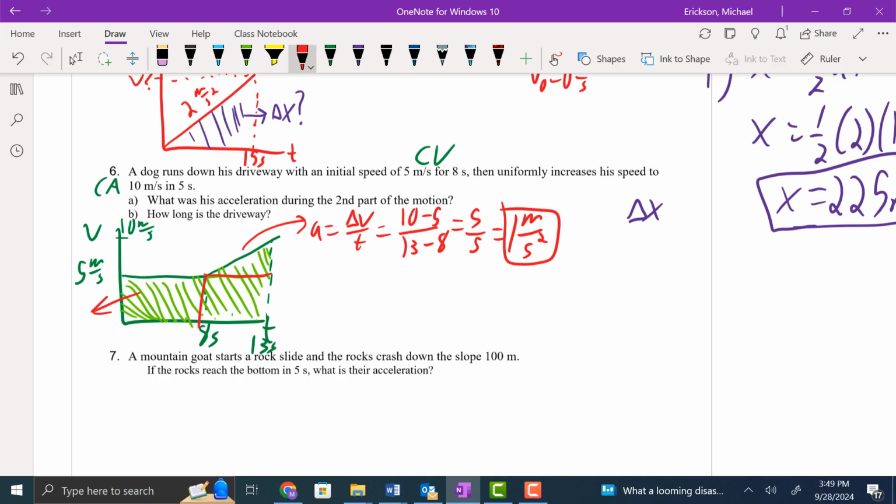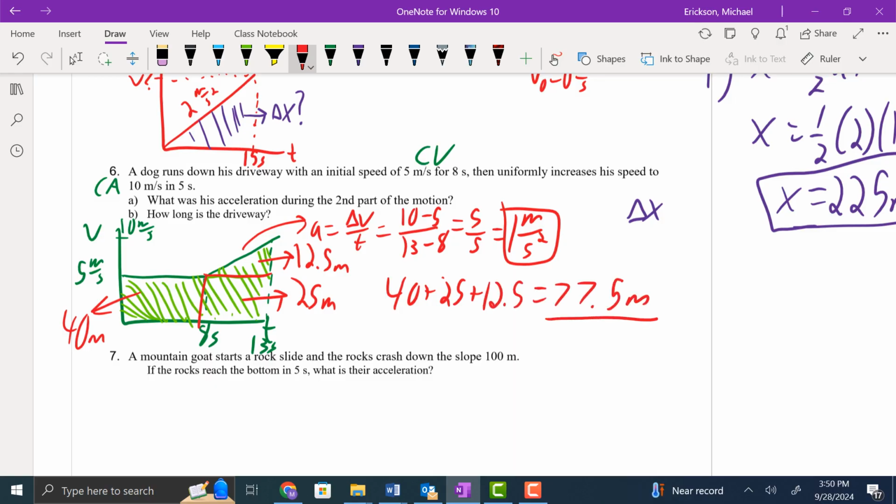This part is going to be 5 times 8 or 40 meters. This part's going to be 5 times 5 or 25 meters. And this will be 5 times 5 times 1/2. The 1/2 is because it's a triangle, 25 meters. I add them all up. And I get 77.5 meters.